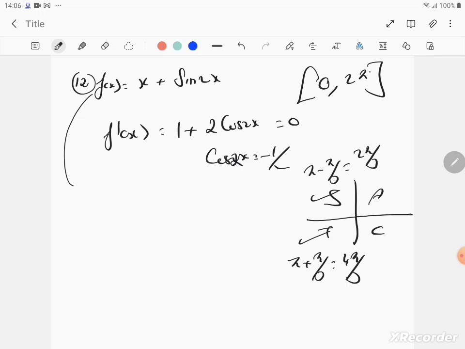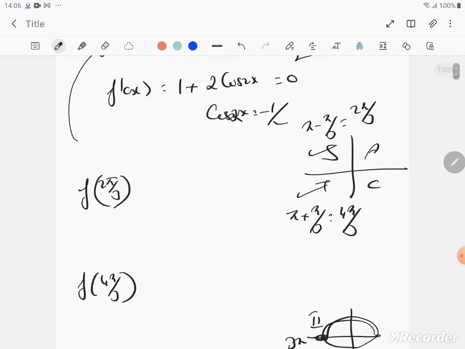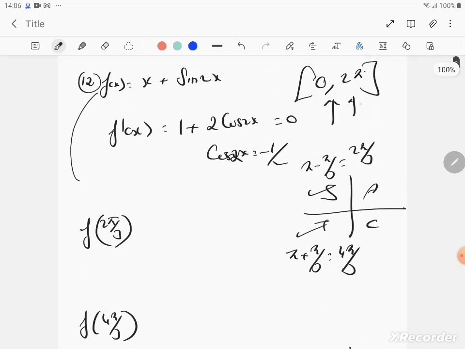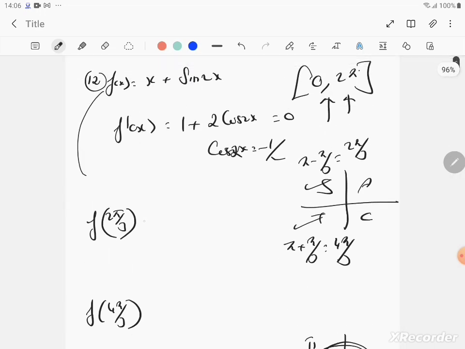Obviously, it's about the cos value. Where will cos be 1 by 2? 60 degrees, pi by 3. So pi minus pi by 3, pi plus pi by 3. Substitute all this in the function: f of 2 pi by 3, f of 4 pi by 3. Apart from that, you should also do f of 0 and f of 2 pi, because of the closed interval. And compare those answers to see which is maxima, which is minima.